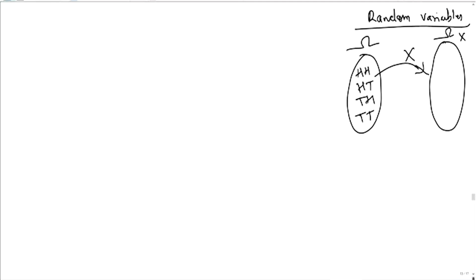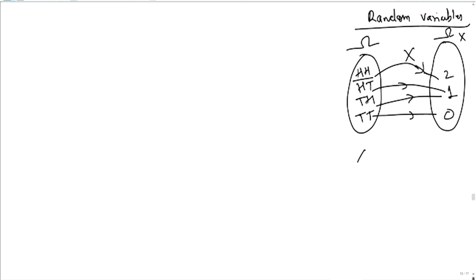So let's say you define this X in such a way that it counts the number of heads in each member of your sample space. So what is the number of heads in the first member, HH? 2. So it would map it to 2. If you take HT, then it would map it to 1. TH, it would map it to 1 because there is one head. TT, it would map it to 0.